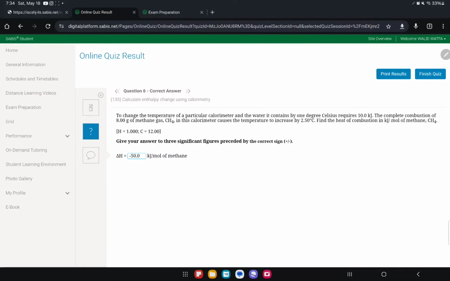Okay, to change this one also, we solved it for the AMS. The answer in the AMS was negative 150. I got it wrong. I remember I put a different answer. Okay, and in the AMS it was negative 150.